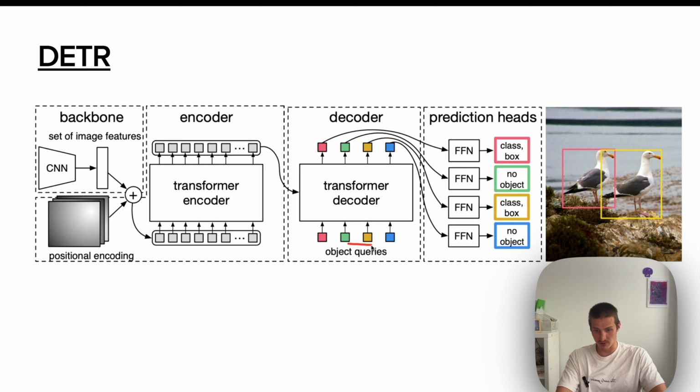So object queries, in the case of DETR, are just static parameters, meaning that they do not depend on the actual image, but they are trainable. So during training, DETR actually learns to have some useful queries that serve somewhat as anchors to do good detections on the image.